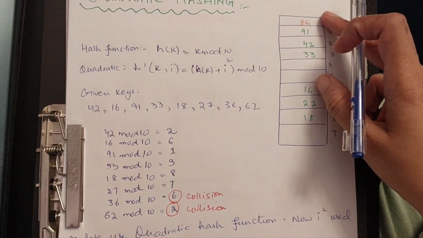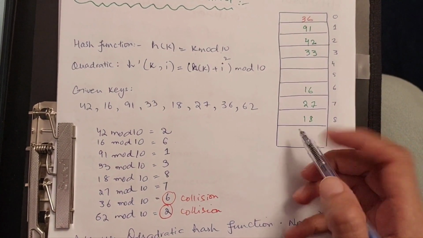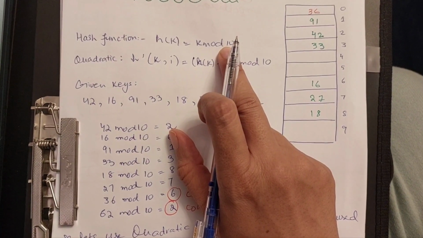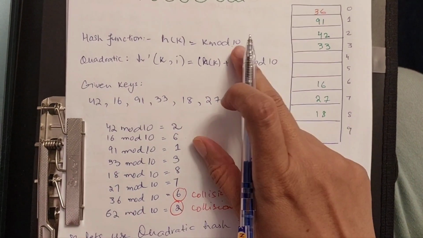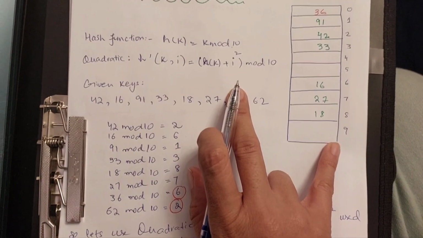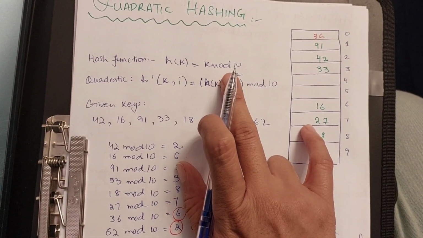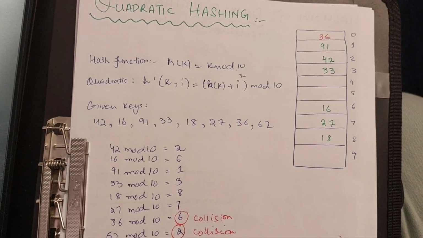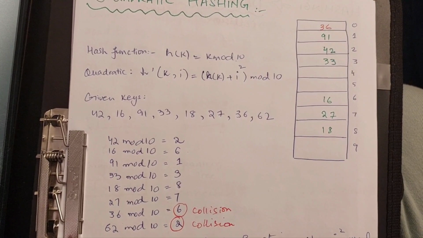Why did I draw a hash table from 0 to 9? I already told you that whenever the hash function is taking a mod 10, then 10 is your n, so you do n minus 1 and you make a hash table till 9. If you had k mod 20, then 20 minus 1, you would have to make a table till 19. So that is the basic thing.